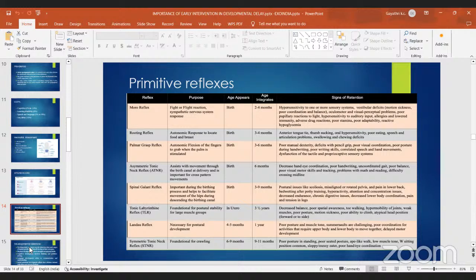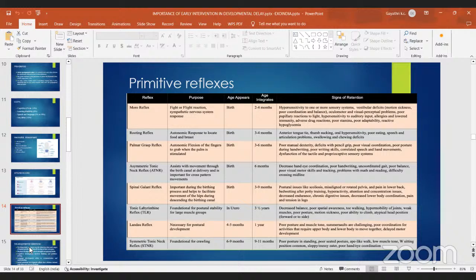Next is the Landau reflex. In this, the reflex starts by the 4th to 5th month, but it should disappear in the first year. If it does not disappear, it will also lead to poor posture and muscle tone. Then if the baby does not have proper posture and muscle tone, it will lead to poor coordination for the activities that are required for upper body and lower body movements, and it will lead to delayed motor development.